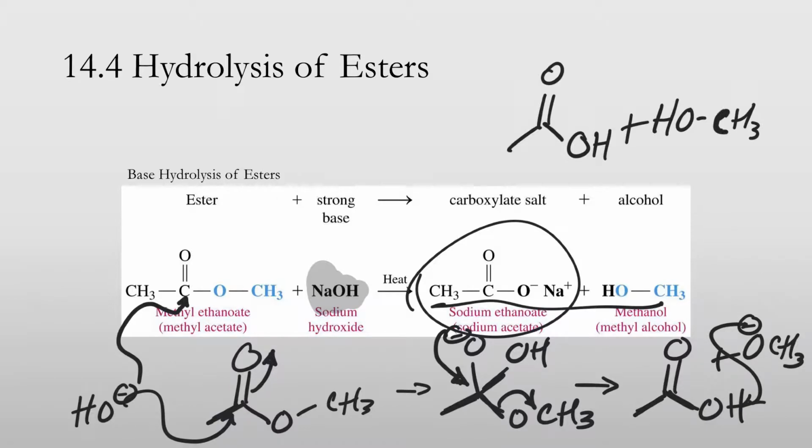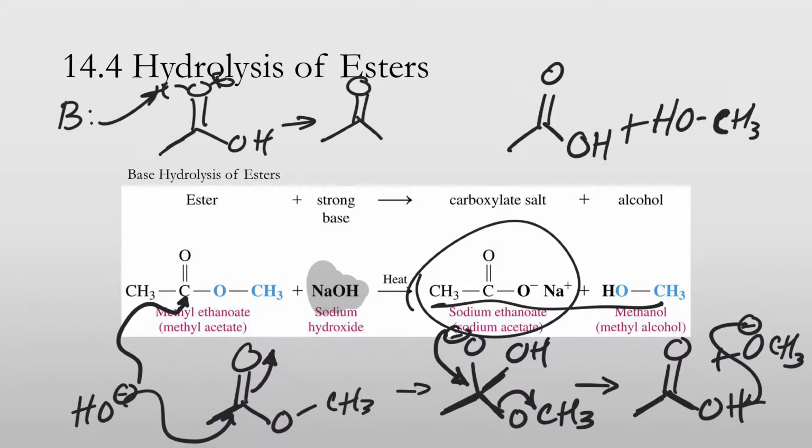Okay, so with base hydrolysis of esters, at the very end you add acid. With acid hydrolysis of esters, at the very end you'd add a base, because you might remember that you ended up with this positive charge there, and you'd have a base at the very end added to remove that, to just make it this.